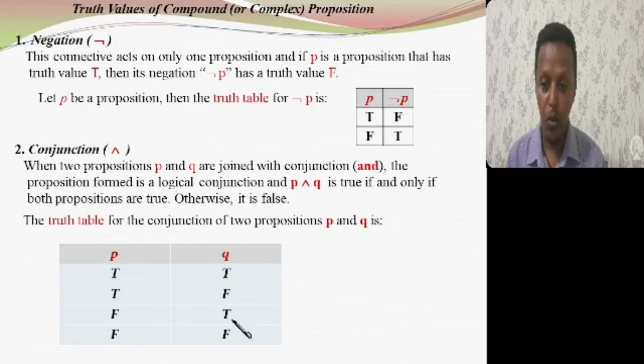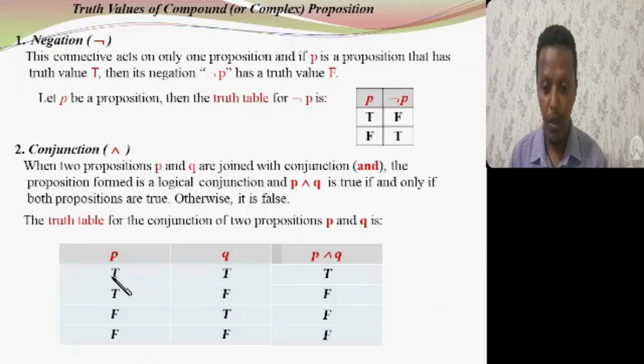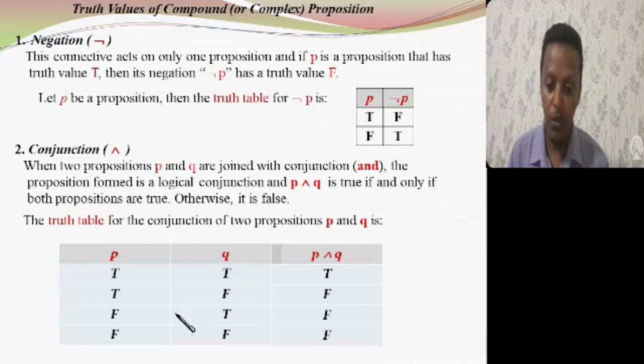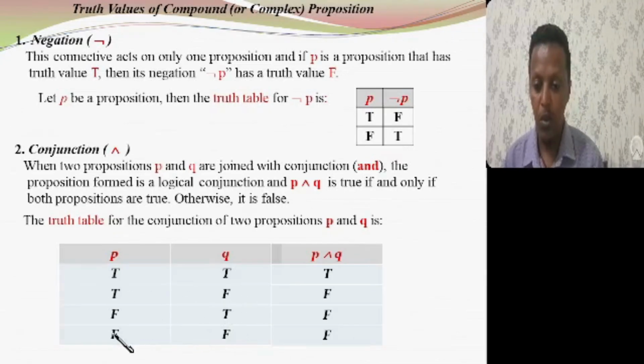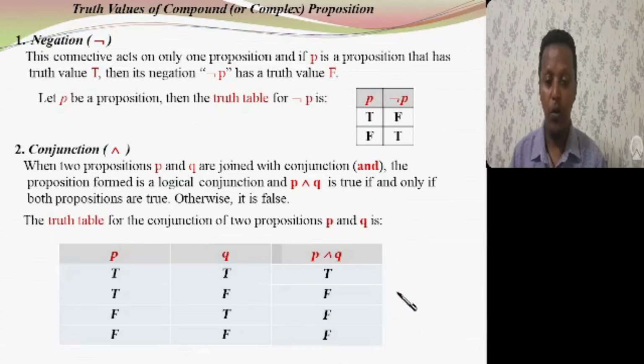So according to the rule of conjunction, P and Q is true if and only if both P and Q are true. Otherwise it is false. This is the rule. P and Q is true when P is true and Q is true: true and true becomes true. Otherwise it is false: true and false is false, false and true is false, false and false is false. So this is the rule of conjunction.